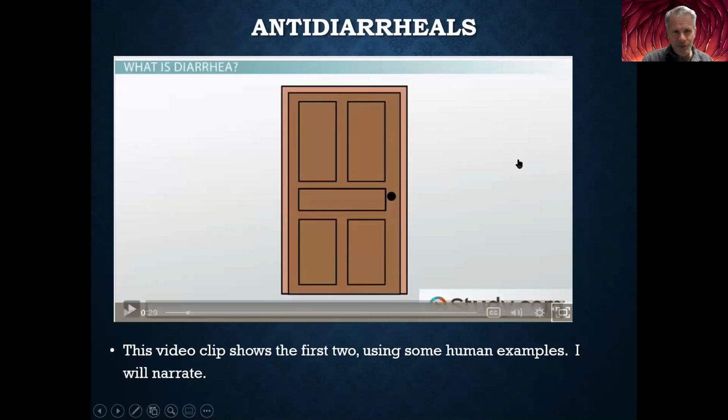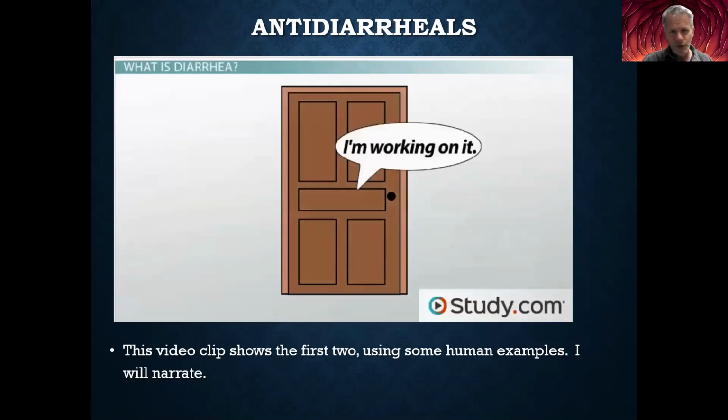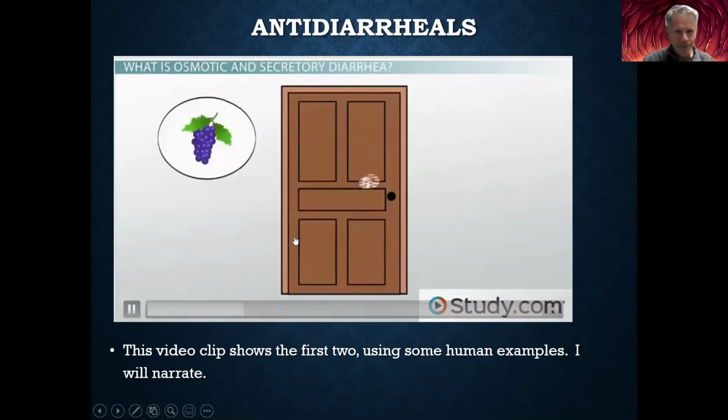And this little video clip just kind of shows you, this is for humans, but it just kind of shows you the first two. And I will attempt to narrate this. So I think that's supposed to be a person in the bathroom there. And okay. So again, we talked about osmotic diarrhea. So again, in the normal, normally there is, wait a minute, that's a little annoying. Hold on, let me back up here.